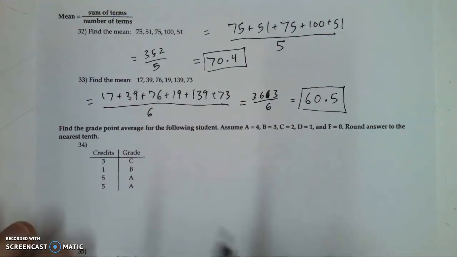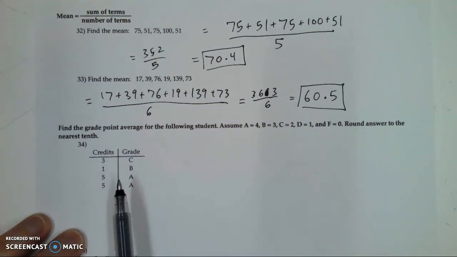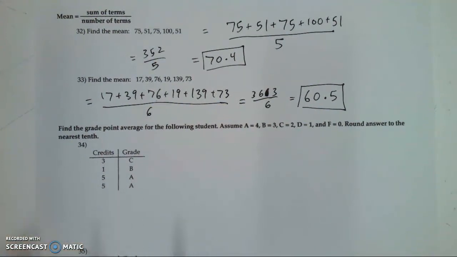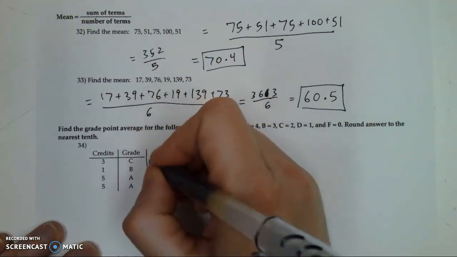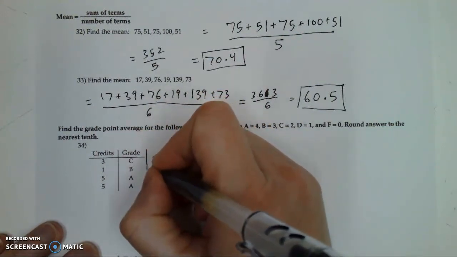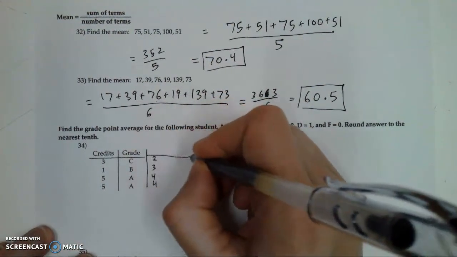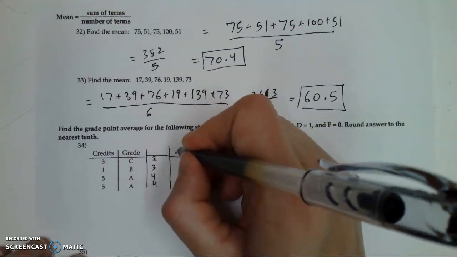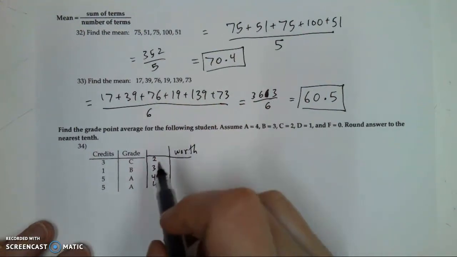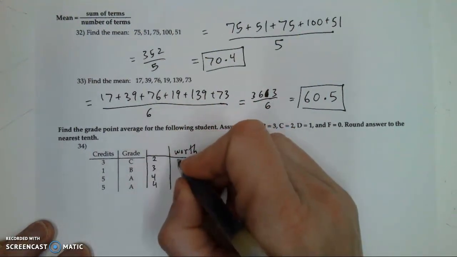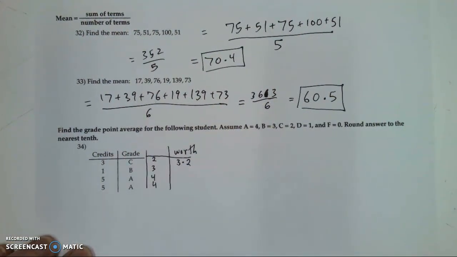So here I've got a student who got a C in a 3 credit hour class, a B in a 1 credit hour class, and their 2 5 credit hour classes, they both got A's. So I'm going to make a little chart. Let's start by writing down what each of those are worth. So C is worth 2, B is worth 3, and those A's are both worth 4. So I'm going to make then another column where this is going to be the product. So I'm going to take the number of credits times what the grade is worth.